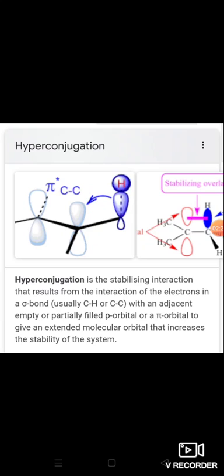Nucleophile is a reagent. It is a negatively charged or neutral species with lone pair electrons, known as nucleophile. Br minus, NH3, RCOO minus, OH minus, these are nucleophile.